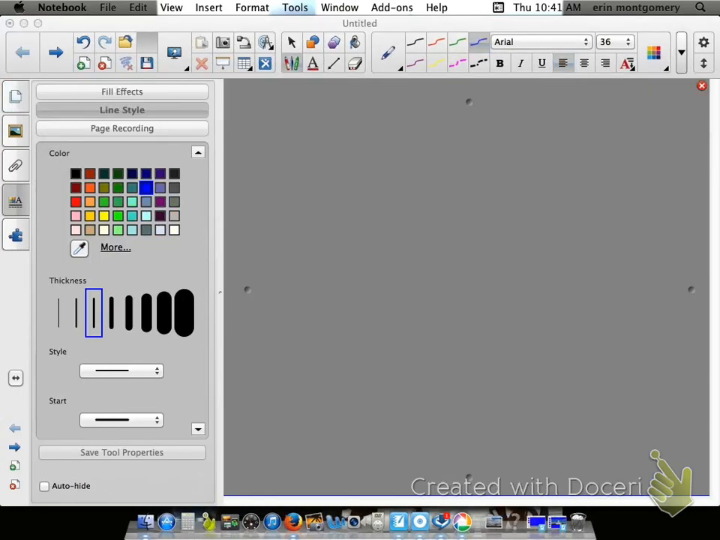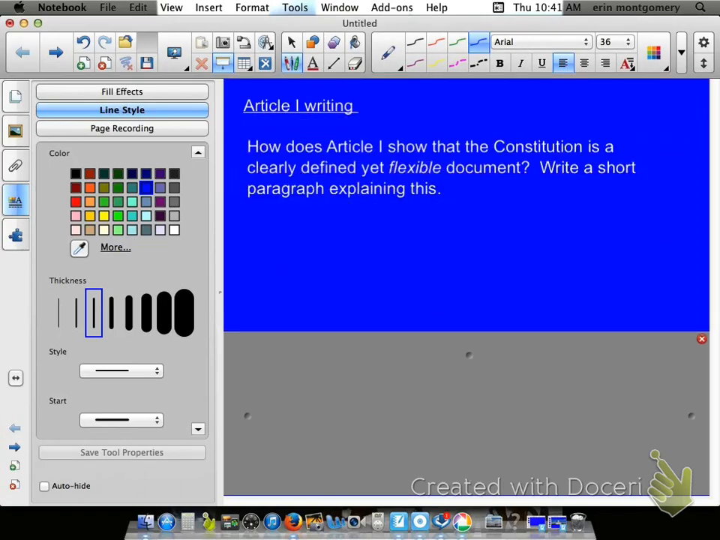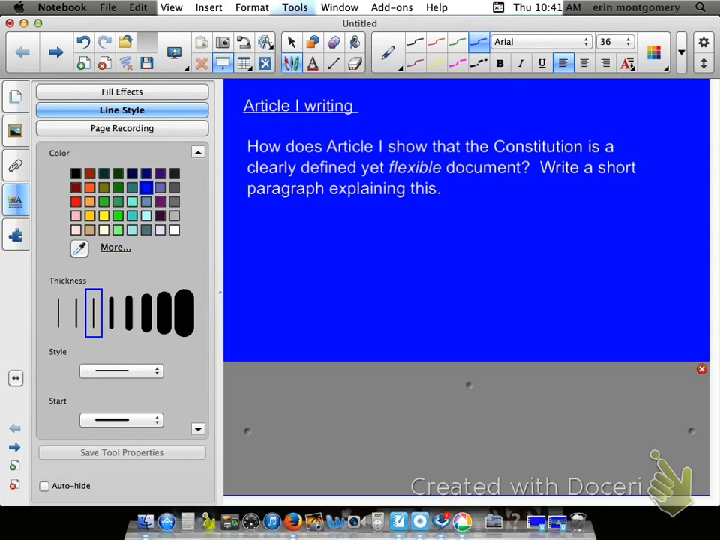Your assignment, if I can find it. Is this it here? Article 1 writing. How does Article 1, and I'm telling you it's in Section 8, how does Article 1 show that the Constitution is a clearly defined yet flexible document? We talked about this early on, what flexible means and all that. Think about what it means. I want you to write a short paragraph on how this document is flexible. Okay? So a short paragraph, you will turn this in. Please don't keep it with your notes. It's titled Article 1 Writing.